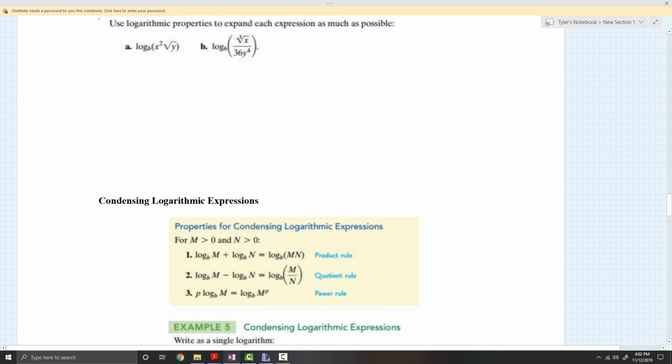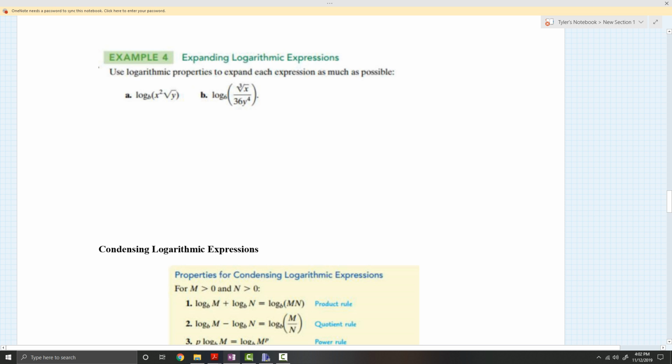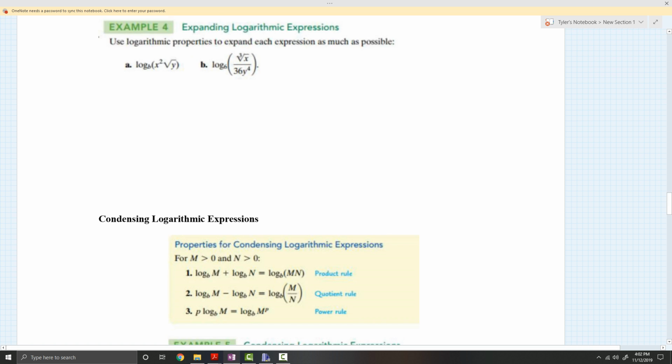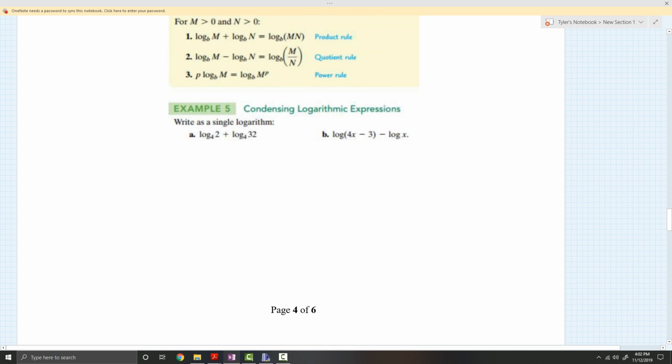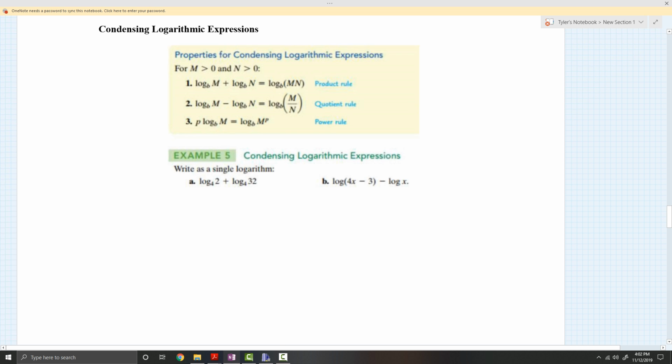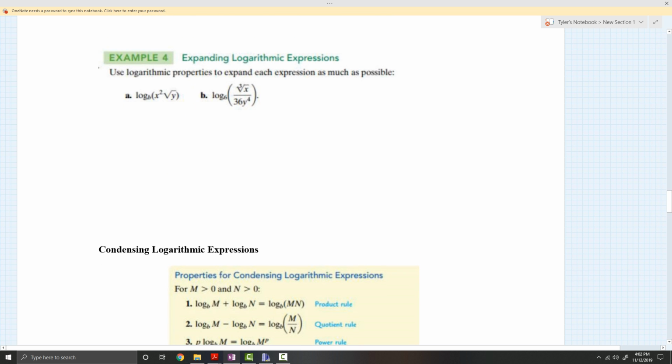All right, so what we want to do for part 4 is just to practice those properties. We're going to use more than one at a time. In this case, we want to try to expand these as big as possible. And then, as you could imagine, what we want to do next is the opposite: start with this expanded form and try to condense it down as much as we can. So the goal here is just to get more acquainted, more comfortable with these properties.